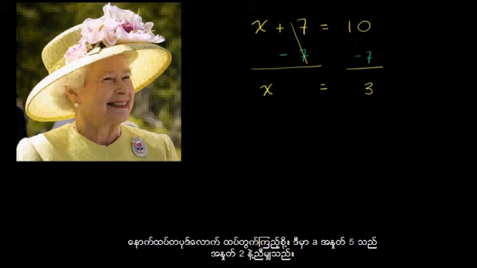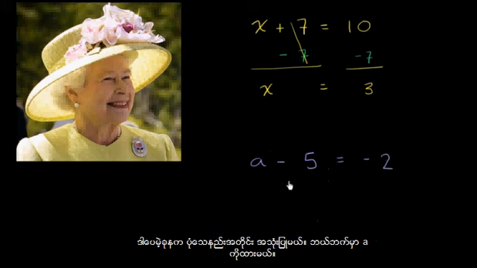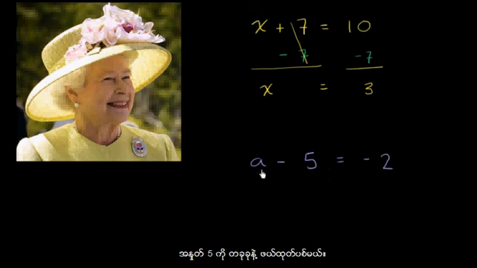Let's try one more. Let's say we have a minus 5 is equal to negative 2. So this is a little bit more interesting since we have all of these negative numbers here. But we can use the exact same logic. We just want an a over here on the left-hand side. So we have to get rid of this negative 5 somehow.